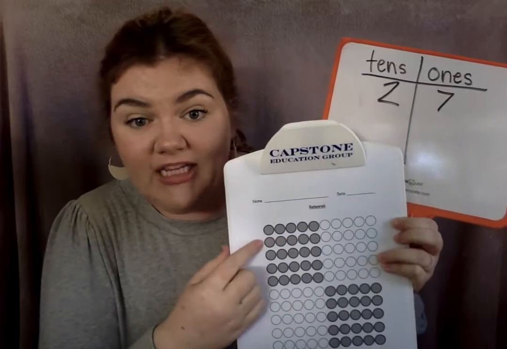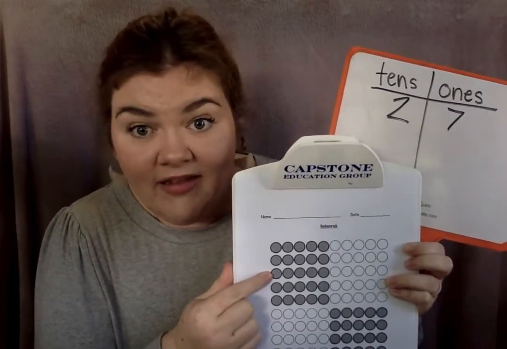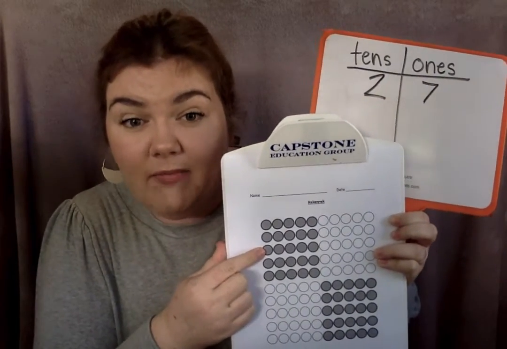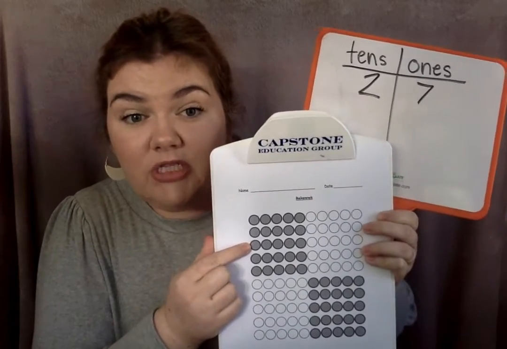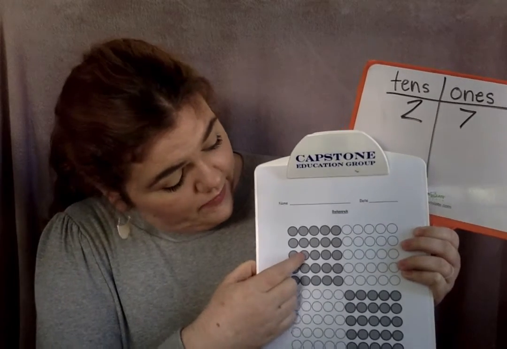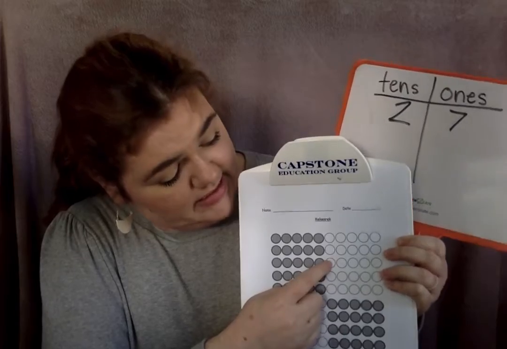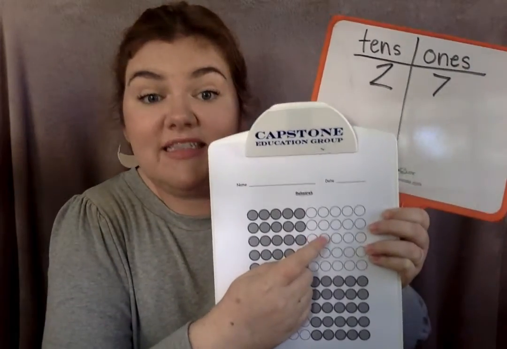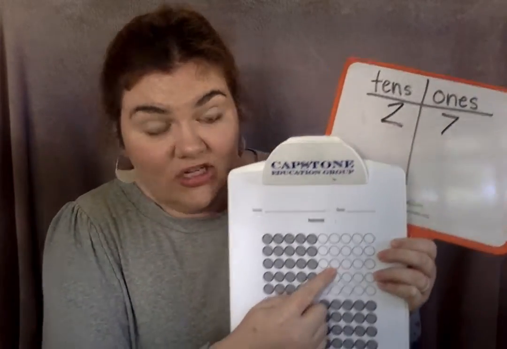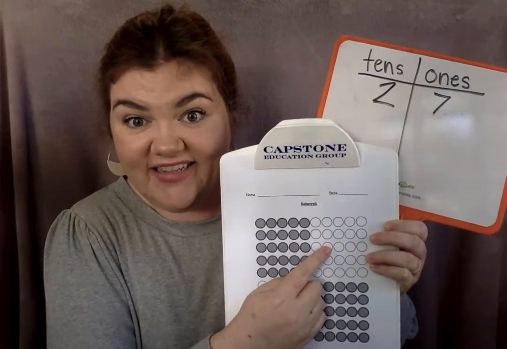So now I need to go down to my next 10. I'm not going to say 30 because I'm not going to say 3 tens, but this is where I'm going to start counting my ones. So this is where I would start counting 21, 22, 23, 24, 25, 26, 27, right? Because I needed to find 7 ones. So this is where 27 is.